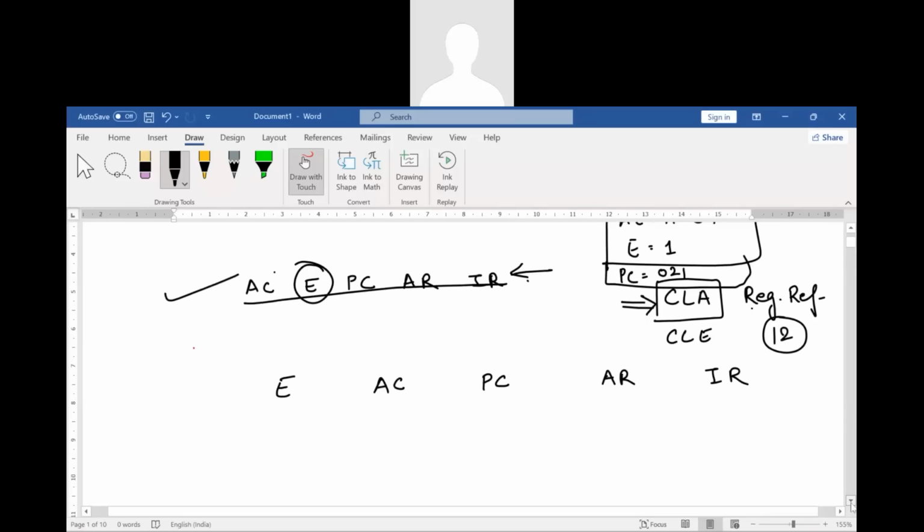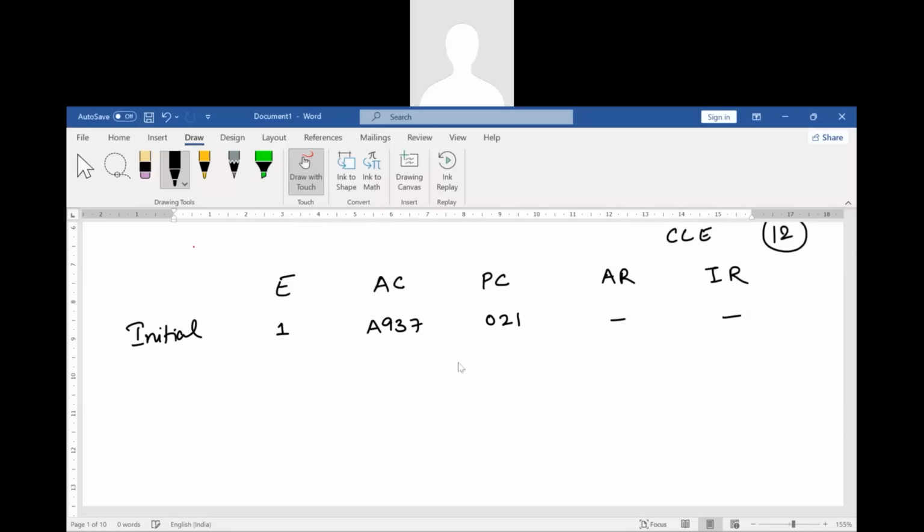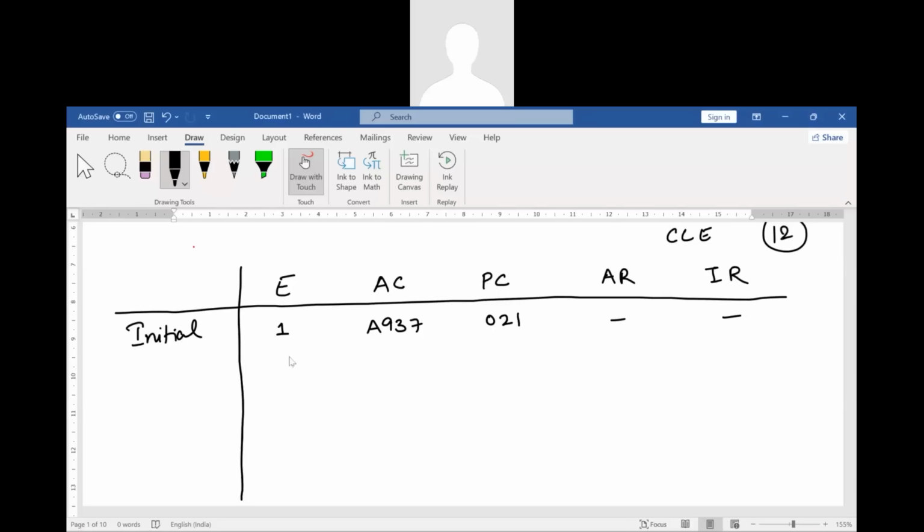We will be writing the answer in tabular form. In the first row, we will write the initial values given to us. What is the value given to us? Initial E is 1. Value of AC is A937. Value of PC is 021. AR and IR values are not given to us. This is how we will start this type of question. My answer representation would be in a tabular form.